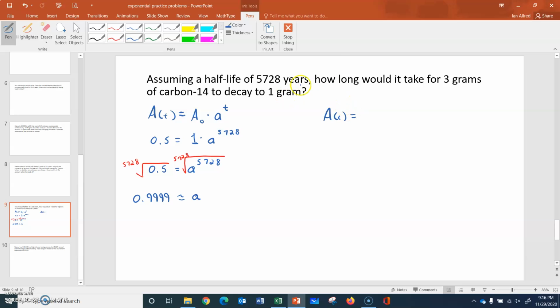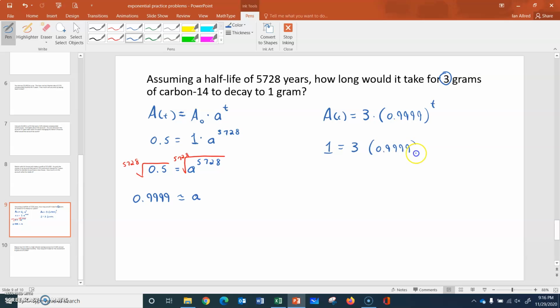Okay. So our exponential function for this would be A of t equals. Now we're actually going to worry about the starting amount, which would be 3. 3 times 0.9999 raised to the t. So we're going to start with 3, and we want to know how long it would take to end up with 1. So we have our end value, our starting value, our rate.